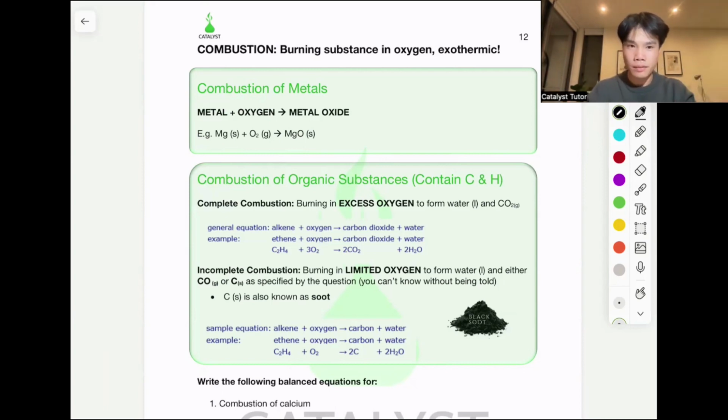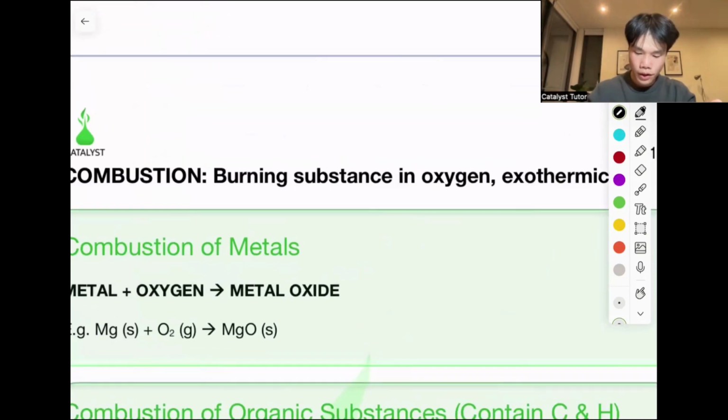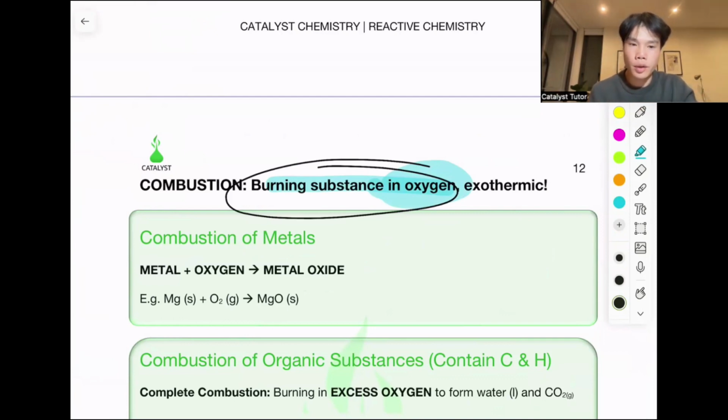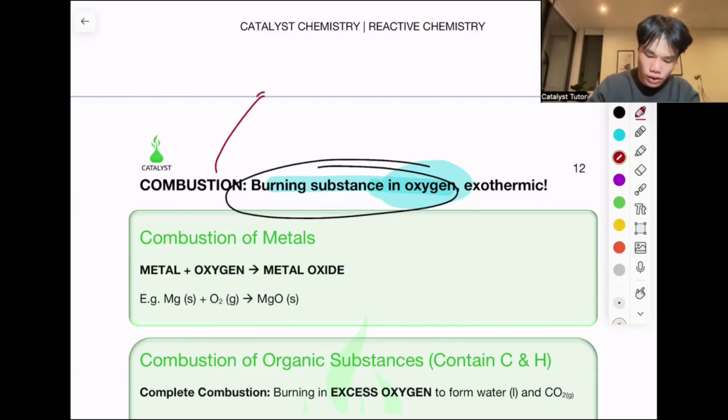So for combustion, we can define it simply as burning a substance in oxygen. Burning a substance in oxygen, and the oxygen part is the highest yield thing there to remember. Because every single combustion, if you get told that you're doing combustion of anything, you are reacting with oxygen. So it's telling you the reactant. Combustion means oxygen as a reactant.